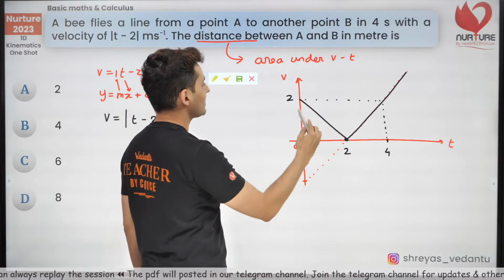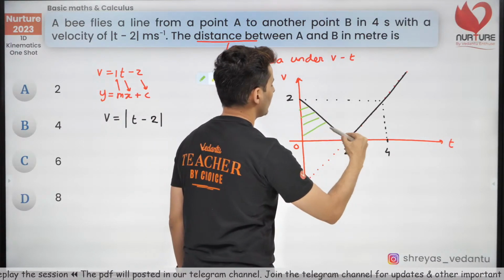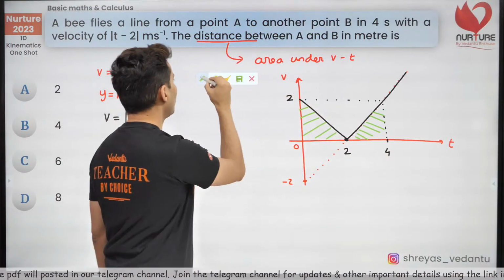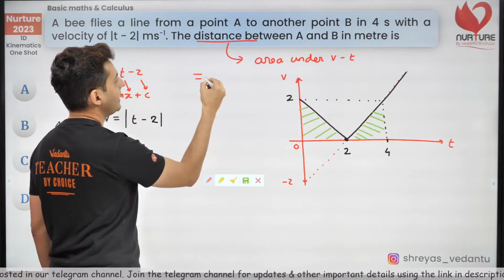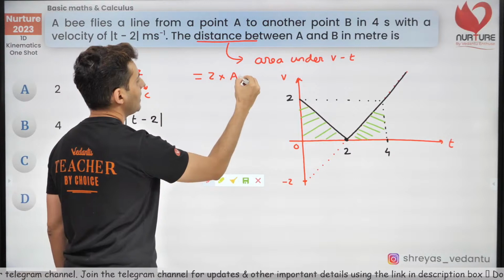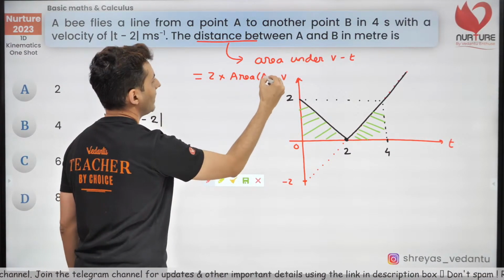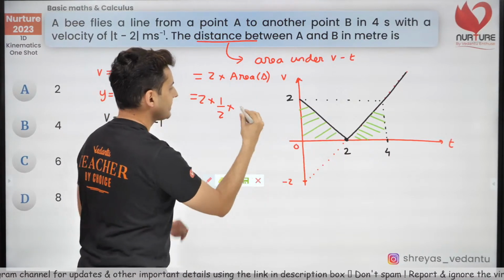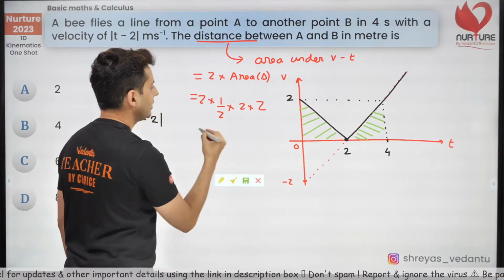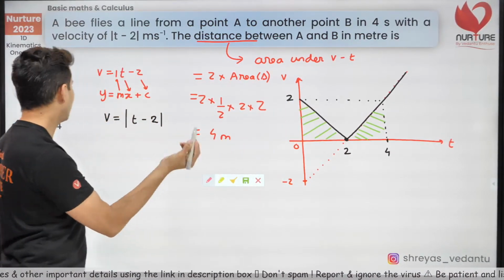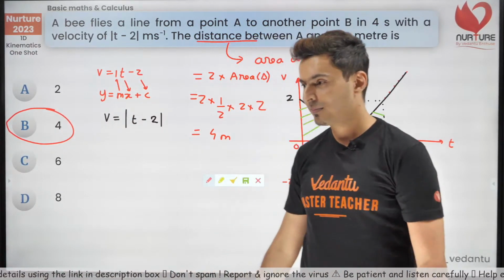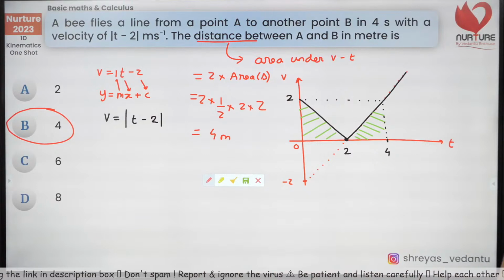Now the question says, what's the displacement? That means you have to find this area, obviously. So the area under the graph will be twice the area of that triangle. So that will be 2 into half into base into height. So that's going to be 4 meters. That's it. Did you see? I did not actually end up integrating. What a beautiful question. Did you love it?